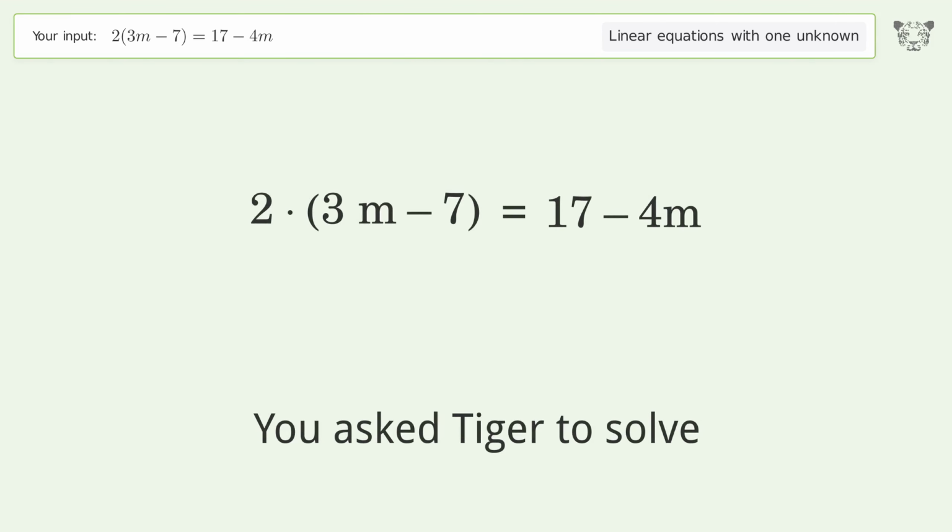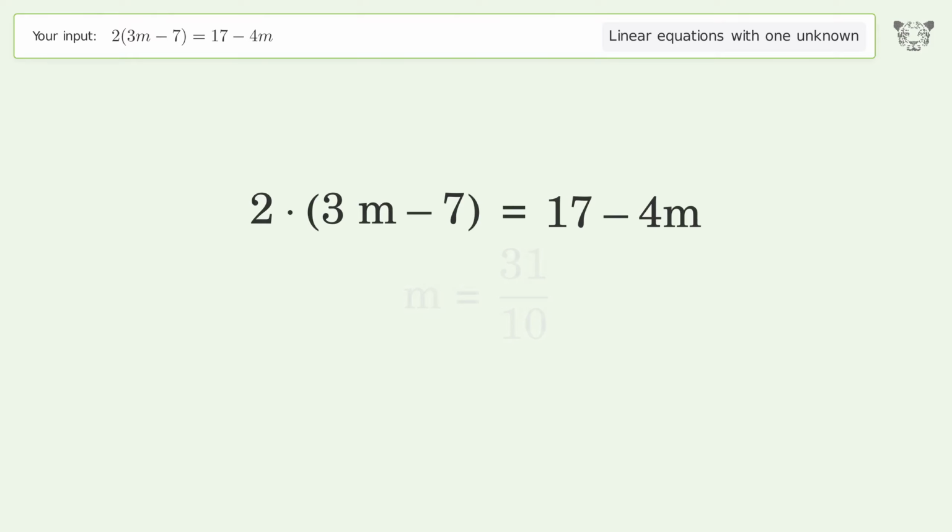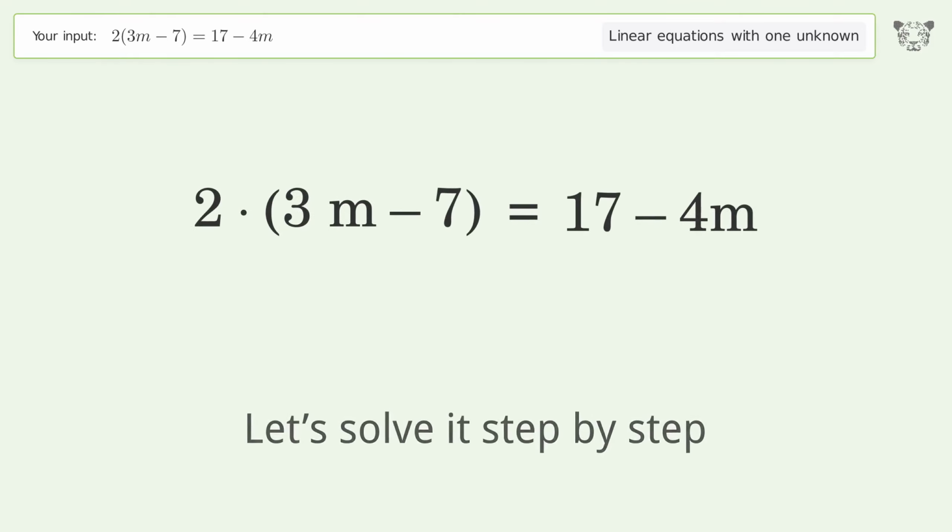You ask Tiger to solve. This deals with linear equations with one unknown. The final result is m equals 31/10. Let's solve it step by step.